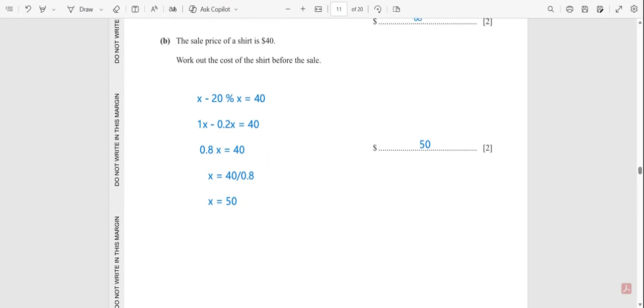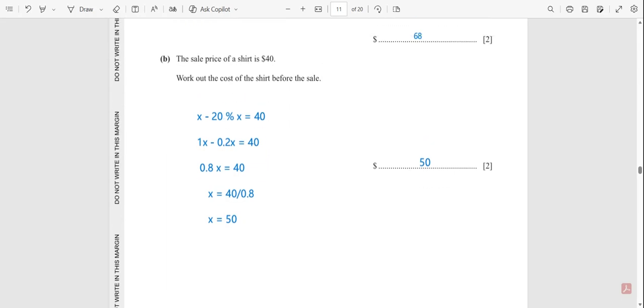The sale price of a shirt is $40. Work out the cost of the shirt before the sale. X minus 20% of X is 40. X minus 0.2X is 40. So 0.8X is 40. X is 40 over 0.8. So X is $50.